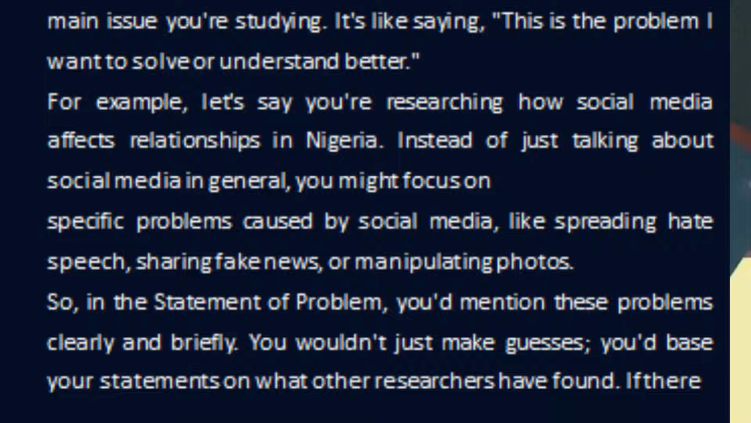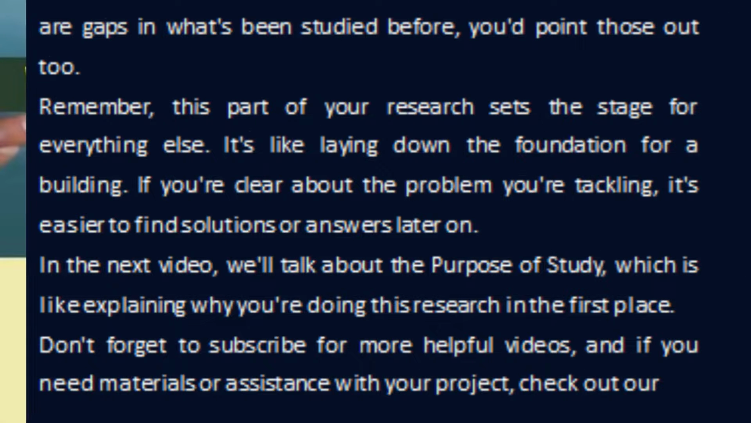So, in the statement of problem, you'd mention these problems clearly and briefly. You wouldn't just make guesses, you'd base your statements on what other researchers have found. If there are gaps in what's been studied before, you'd point those out too. Remember, this part of your research sets the stage for everything else. It's like laying down the foundation for a building. If you're clear about the problem you're tackling, it's easier to find solutions or answers later on.